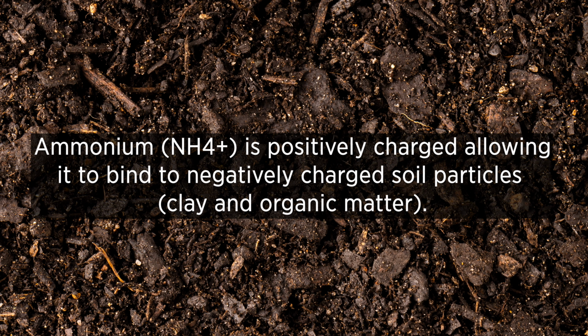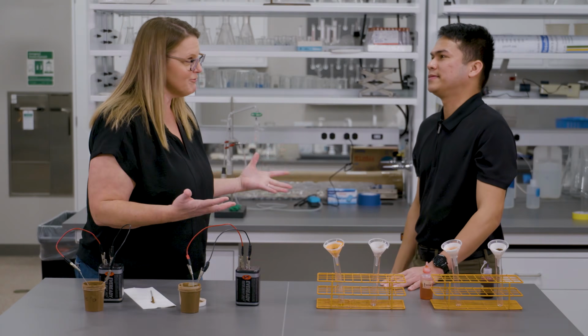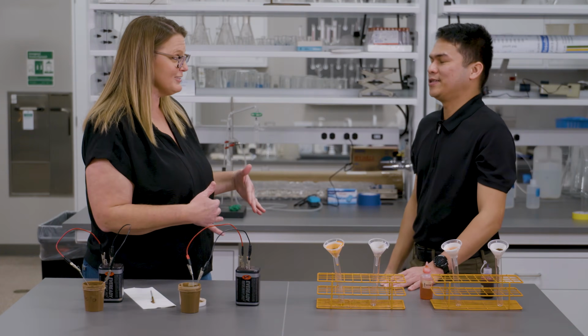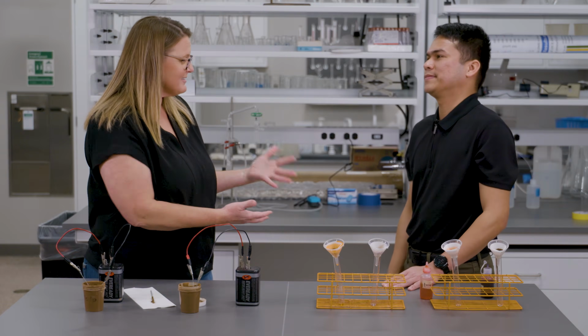Okay, so a great nitrogen source, NH4 plus, right? So a positive cation is going to be attracted to that negative soil. But we also hear about nitrogen runoff and stuff like that, or leaching into our groundwater. How does that happen?